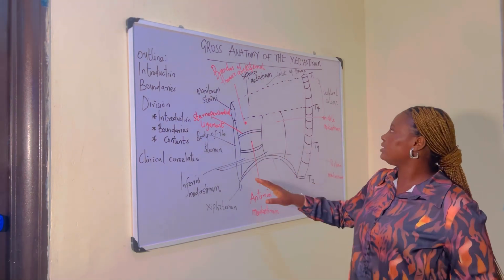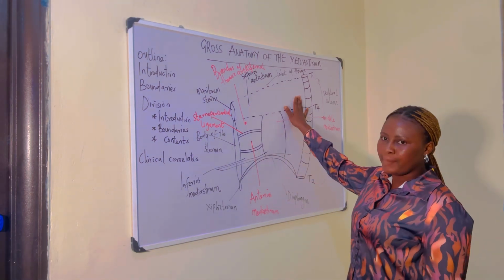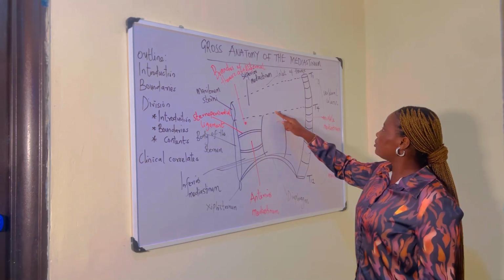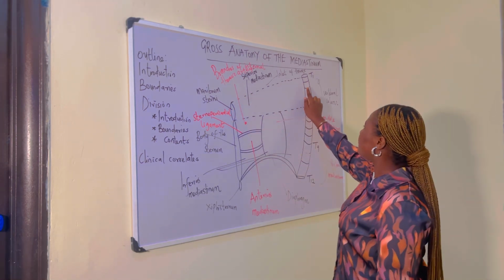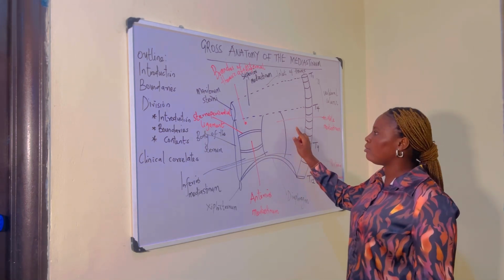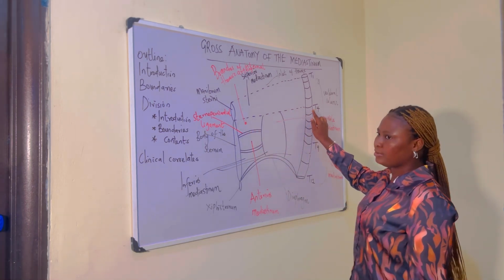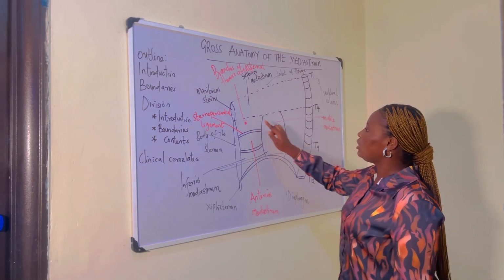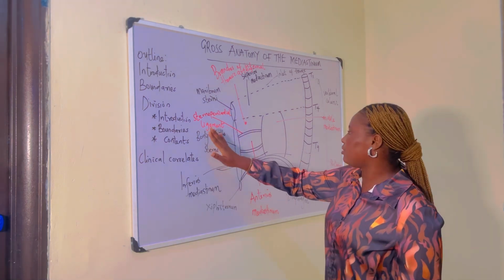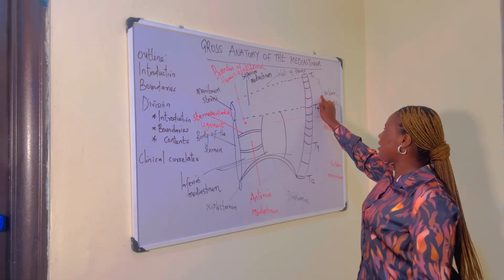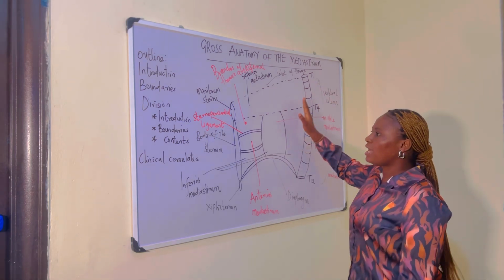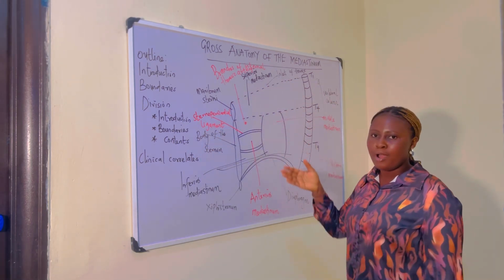Now let's take the first one, which is the superior mediastinum. This is the superior mediastinum. This superior mediastinum is separated from the inferior mediastinum by an imaginary plane, passing through the sternal angle anteriorly and the lower border of the fourth thoracic vertebra posteriorly. So that's the introduction of the superior mediastinum.